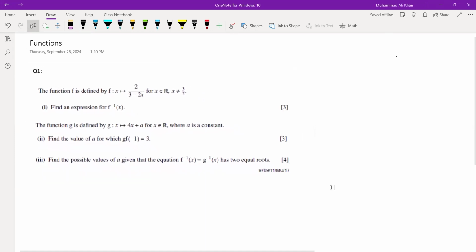Let's check. In the question number 1, a function is given. Find an expression of f inverse. How to calculate f inverse?